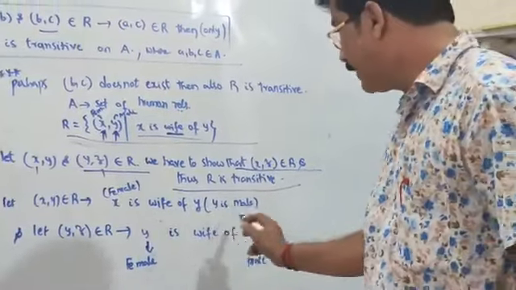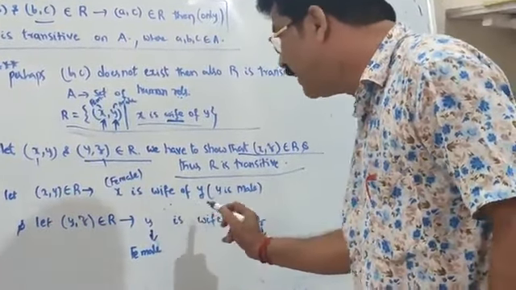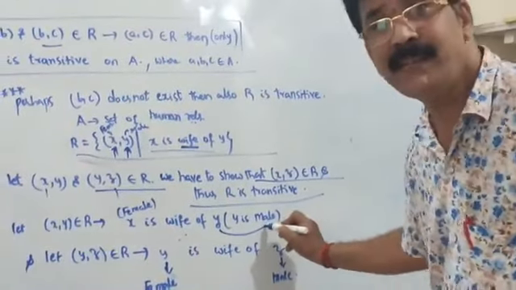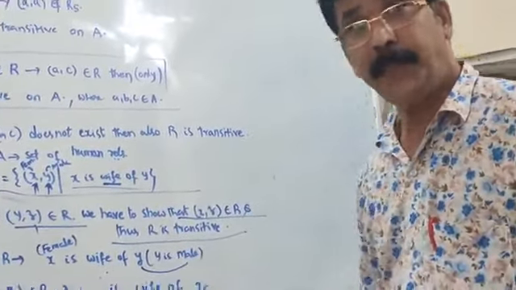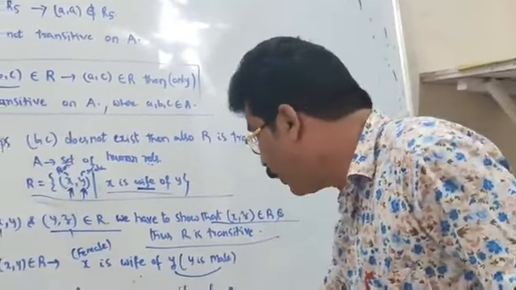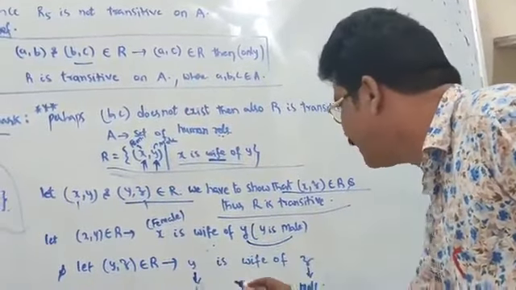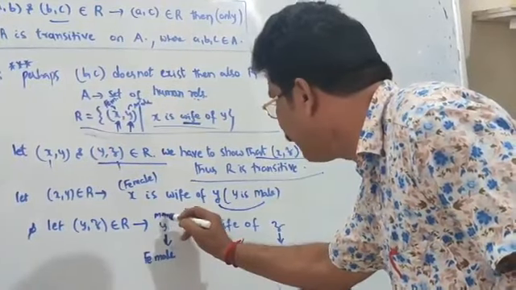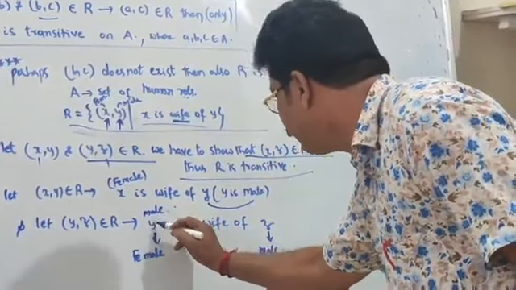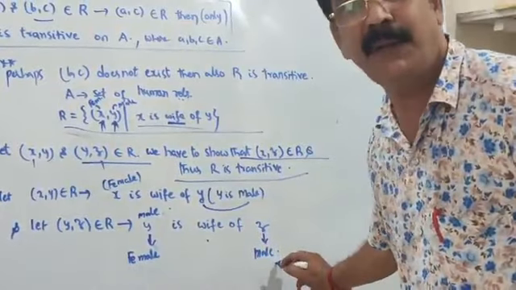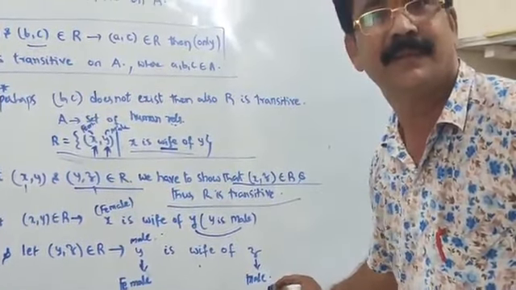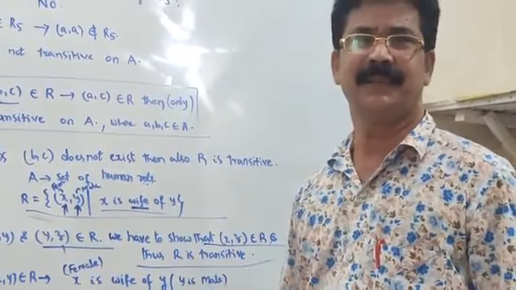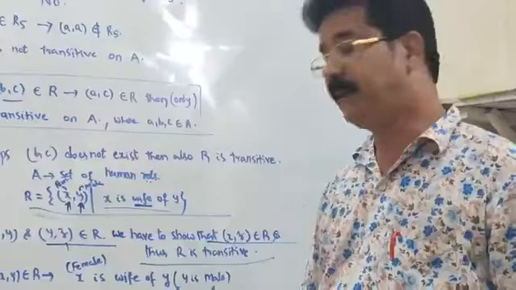Look at the board. Already we said Y is male. Is it possible to say that? Y is already male, and one male is wife of another male. Is it possible in human relations? No, it is not possible.